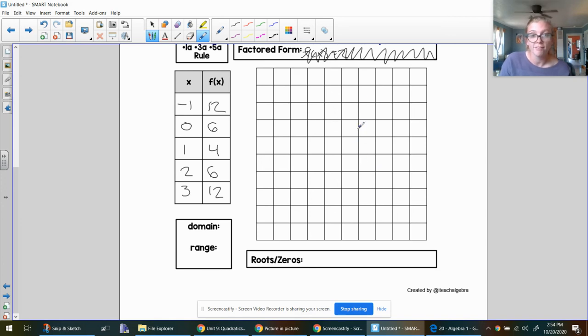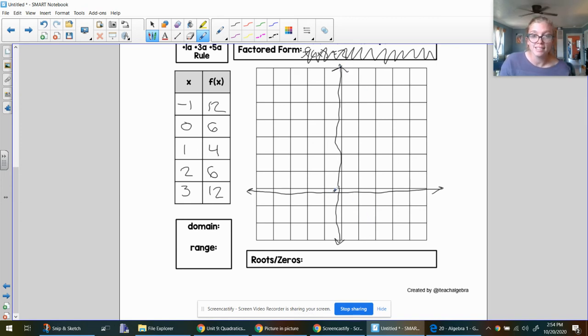Now I'm going to go ahead and graph this. There aren't enough boxes on my chart right now to graph all the way up to 12, so I'm going to choose to count by 2s on my y-axis. They'll still count by 1s on my x-axis, so my graph might look a little bit squashed. That's okay.